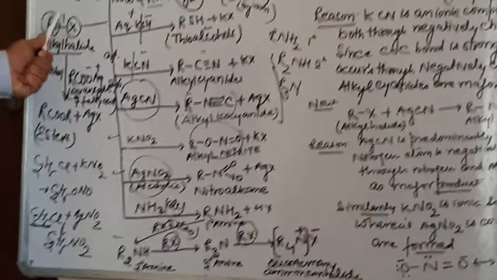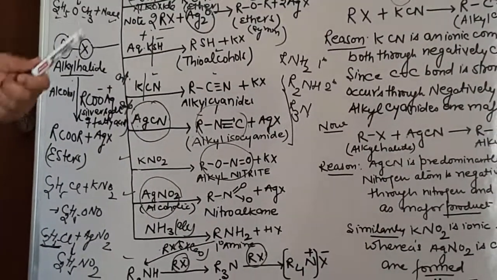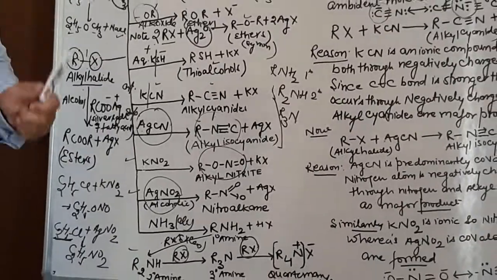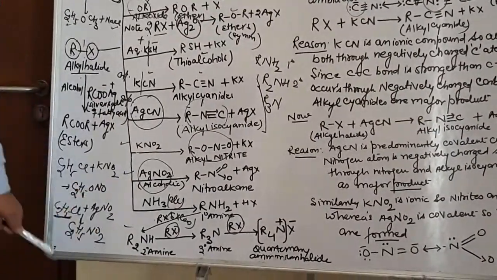So see over here, from alkyl halide, the amines can also be prepared. And in our syllabus, we have to discuss 1 degree, 2 degree, 3 degree amines. So all the 3 types of amines can be prepared by this method.